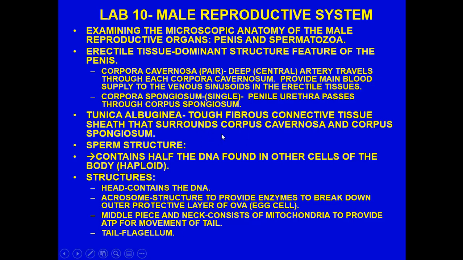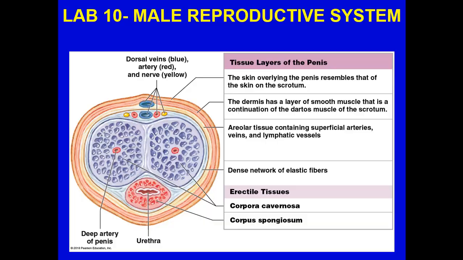Now, when we talk about sperm structure, keep in mind, as I said before, sperm contain only half the DNA found in other cells of the body. They're haploid, okay? 23 chromosomes for humans, okay? So when you look at the structure of a sperm cell, you have the head, which contains the DNA, and right at the cap, at the tip, is a structure called the acrosome, and it provides enzymes to break down the outer protective layer of the ova, that's the egg cell. Then you have the middle piece and neck that consists of mitochondria to provide ATP for the movement of the tail, okay? And then, of course, you've got the flagellum, the tail.